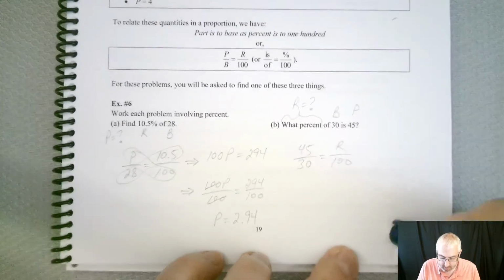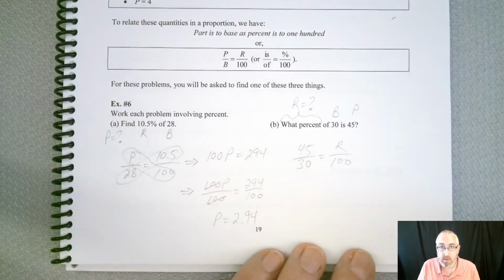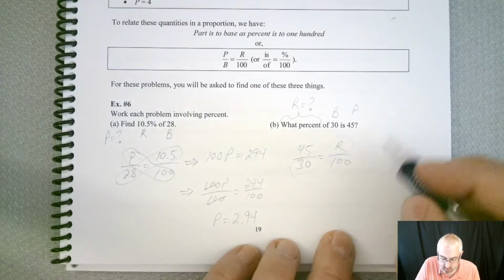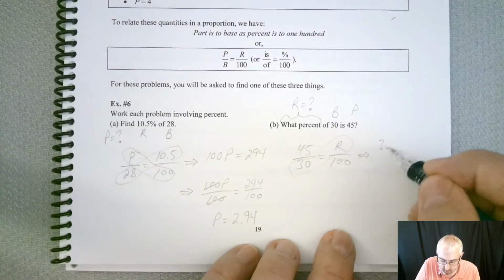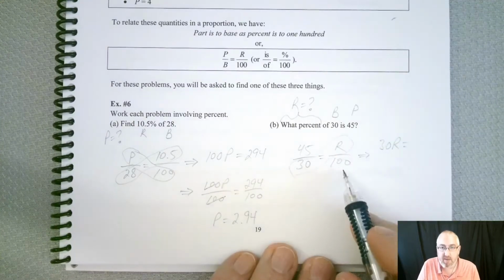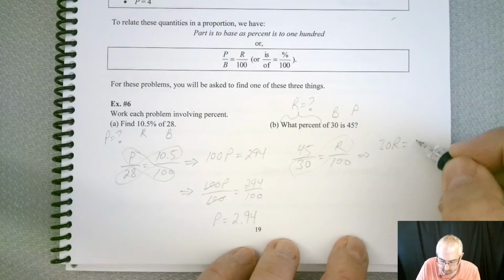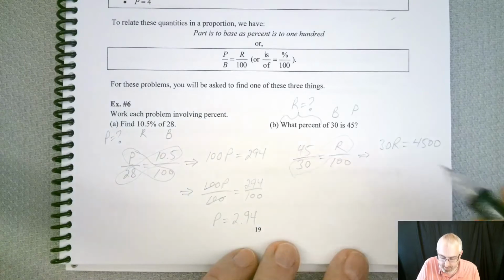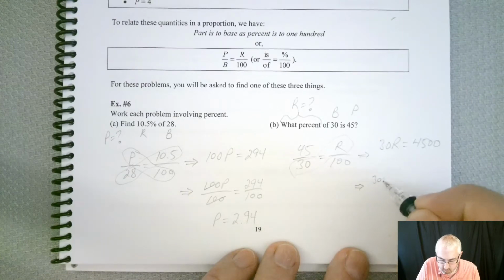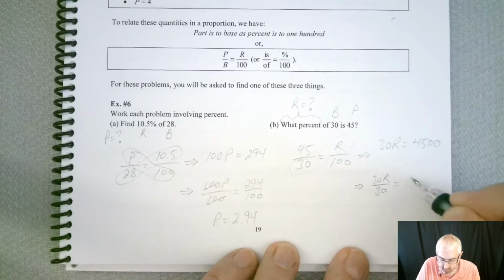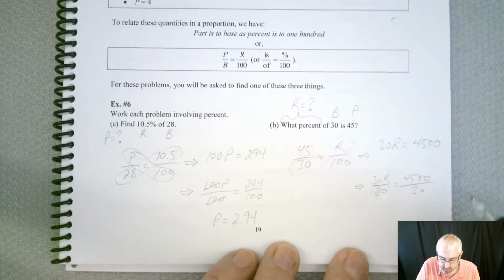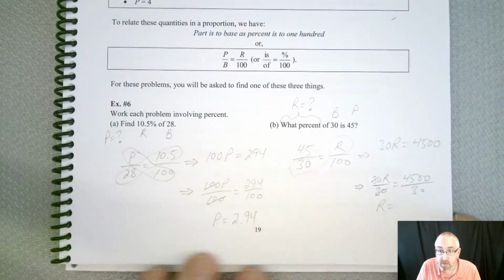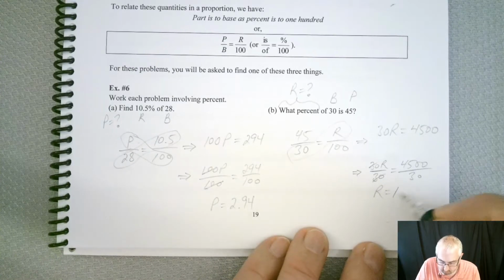Okay, so now what's our next step? So remember, we've got to cross multiply. So again, do the one with the letter first. So we get 30R equals 45 times 100. We can do that in our head, right? 4,500. All right, and now the last step. So 30 gets divided out on both sides. So the 30s cancel, and so R equals, let me shift it up just a little bit, looks like 150.